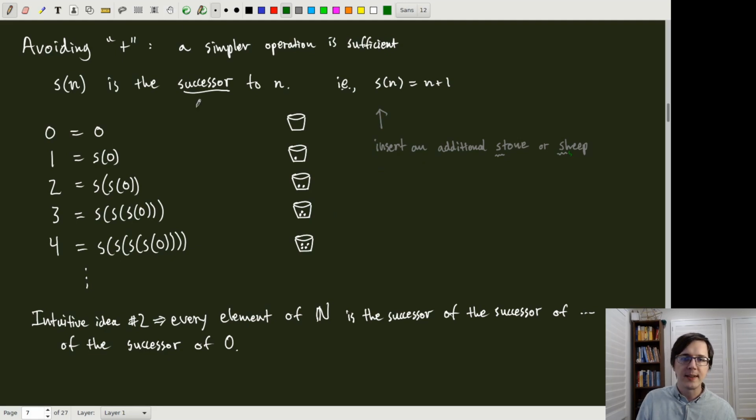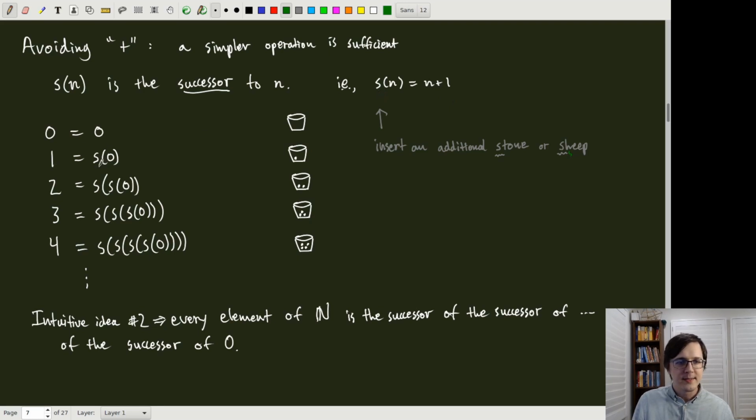With this intuitive idea in mind, and also to avoid some circularity in some future discussion, let's avoid plus. So instead of plus 1, let's have this simpler operation that ends up being sufficient for everything, and that is S of n, which is the successor to n. Using addition, S of n is just n plus 1, but we're going to be forgetting addition for a while and just work with successors.